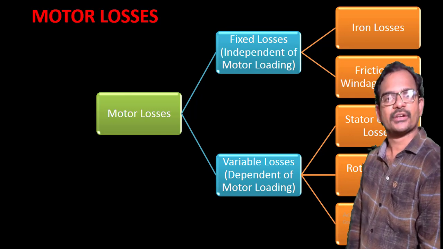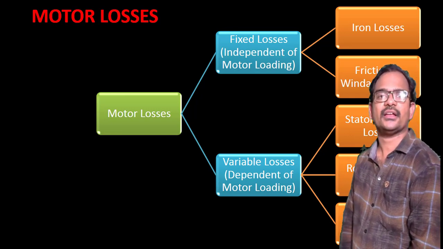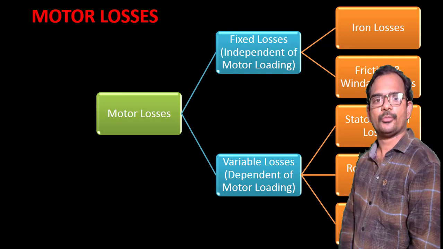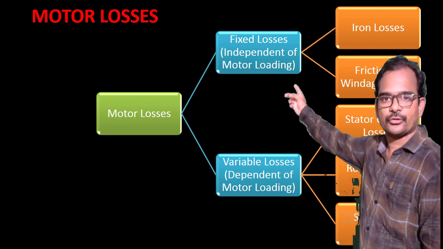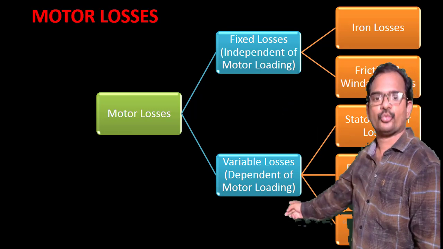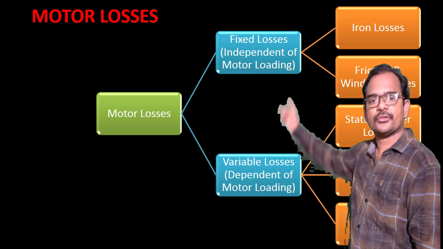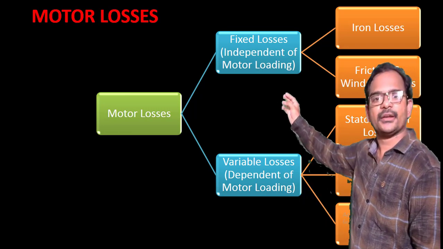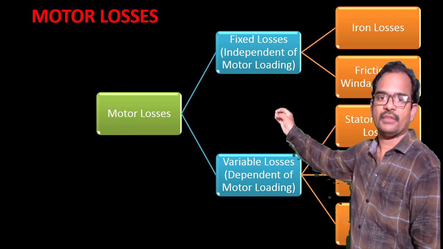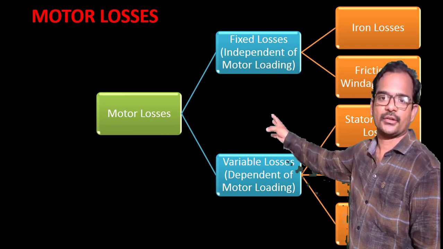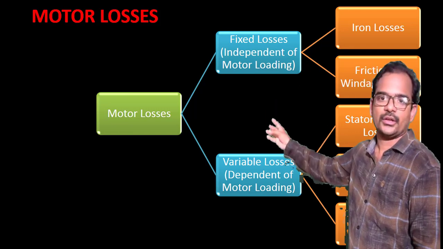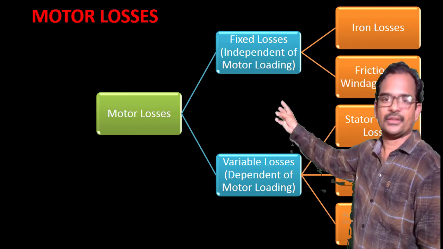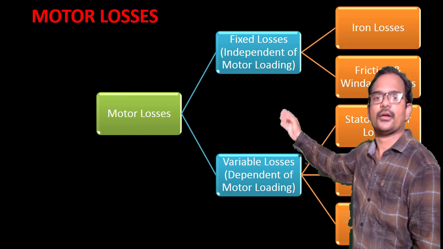Now let us see what are the different kinds of losses that are there in the motors. Losses in the motor are broadly classified into two categories. Number one, fixed losses. Number two, variable losses. The fixed losses are the losses which are independent of the motor loading. Even if you load it or unload it, that is during either full load or no load or any other load, these losses are fixed and they are not dependent on the motor loading.